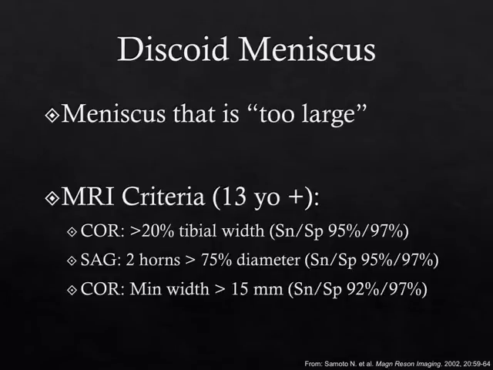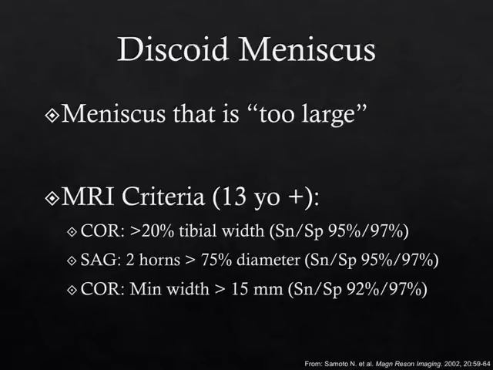If we do see tears, it's usually in the setting of a discoid meniscus, which is, as everyone knows, basically a meniscus that is too large. The MR criteria for a discoid menisci are relatively well established. On coronal images, if the minimum width of the meniscus is greater than 20% of the total tibial width, that suggests it's a discoid meniscus. Again, on the coronal images, if you have a minimum width that's over 15 millimeters, that's suggestive of a discoid meniscus.